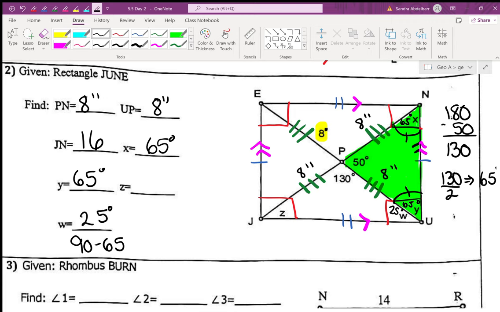All right, now we want to find angle Z. The quickest way to find angle Z right now is to use this triangle.